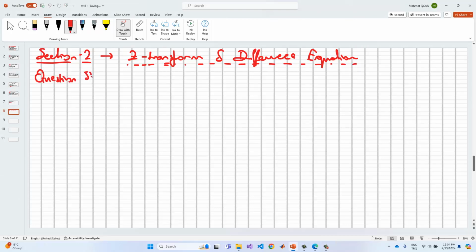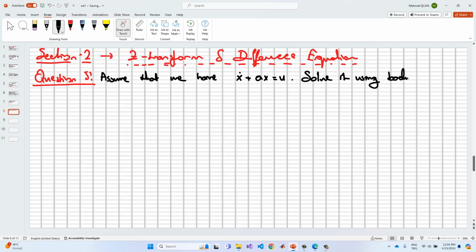Question 5 is related to the Z transform. Assume that we have a system like x dot plus ax, which is equal to u, and solve it using backward difference equation in Z transform.